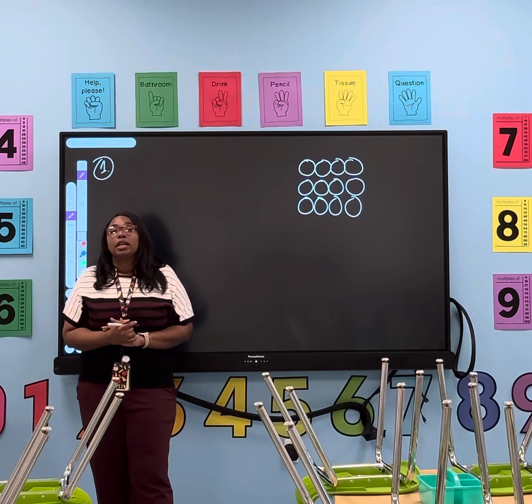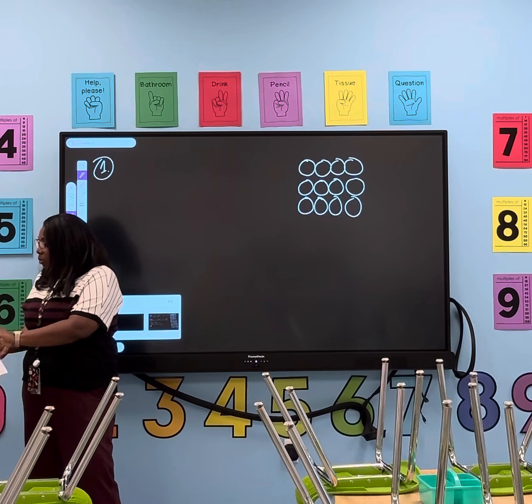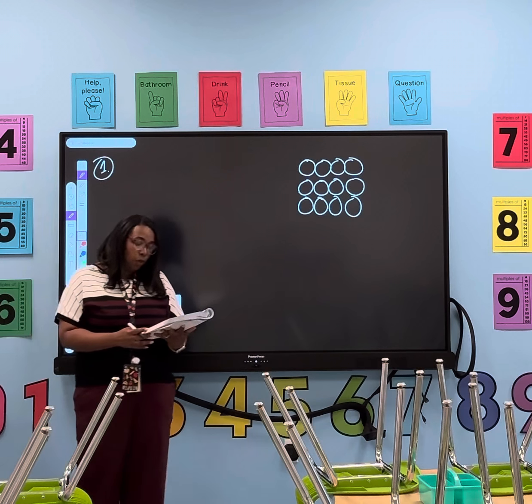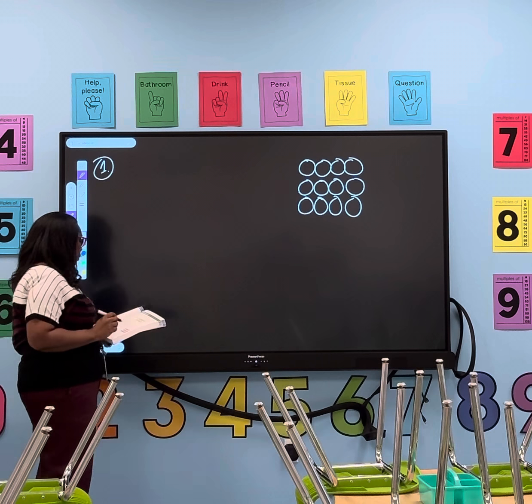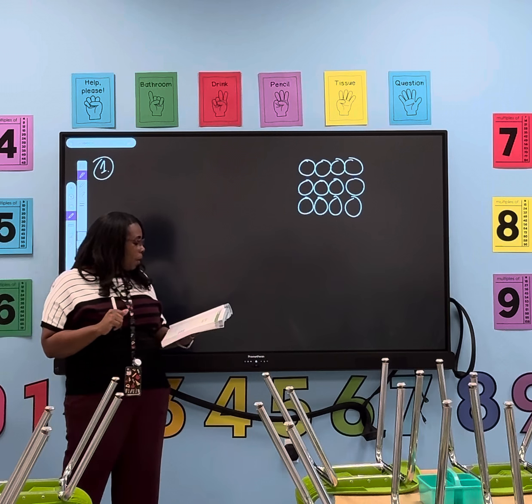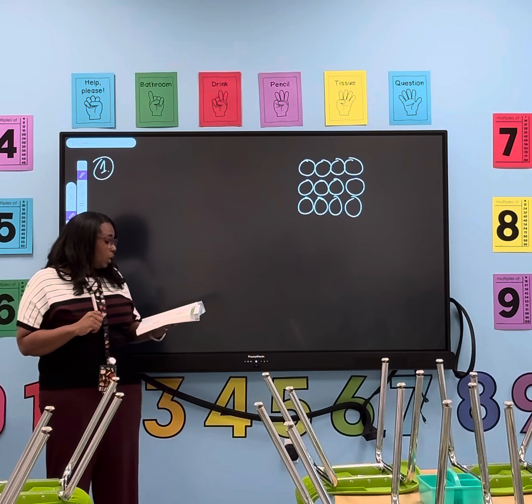Okay, we're gonna go ahead and jump in today. So I'm gonna start with the first problem, and we are on page 141. And it says, solve problems 1 and 2 to find how many are in 3 groups of 4.